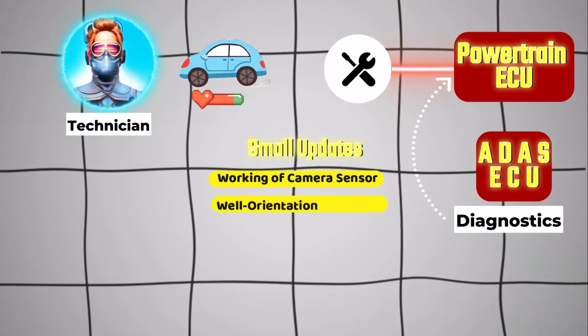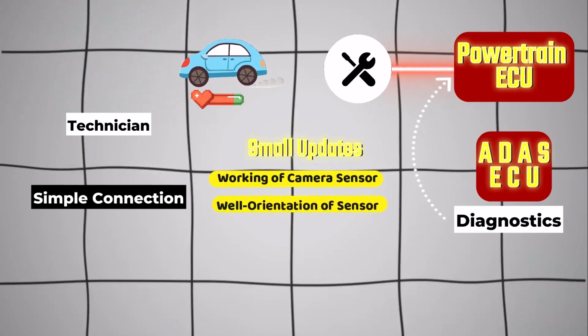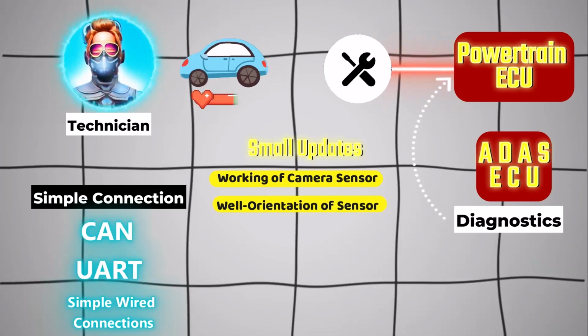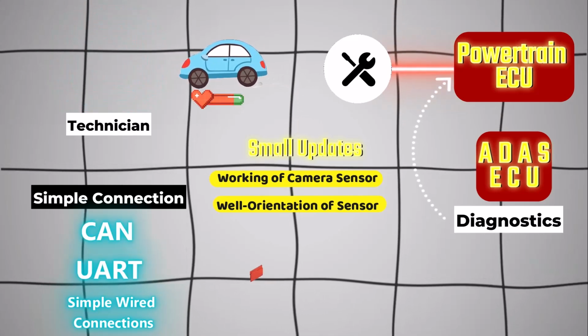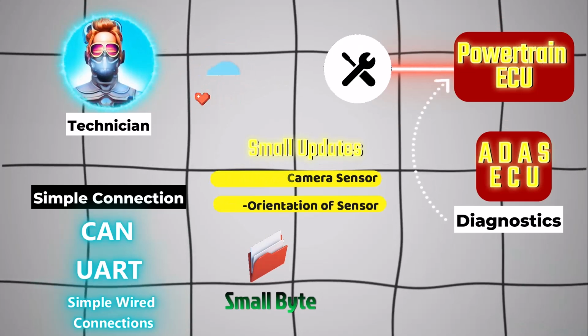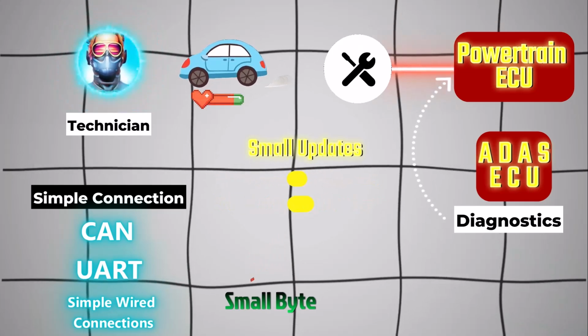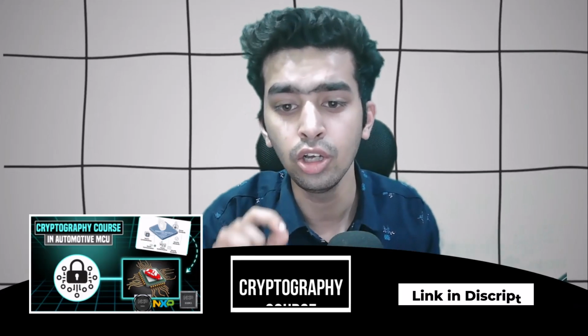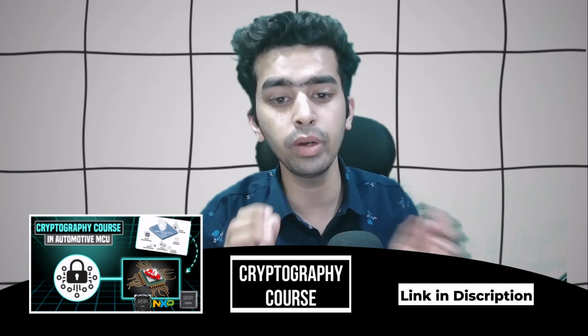And these updates travel over a simple connection like CAN or UART, or simple wired connections. This data is in small bytes, and latency is not a big concern. But what if an intruder tries to physically read this data? So the data communication between the powertrain and ADAS ECU should be securely encrypted and decrypted, so that no fake technician or fake auto service center can leak this data and get the health of the vehicle.